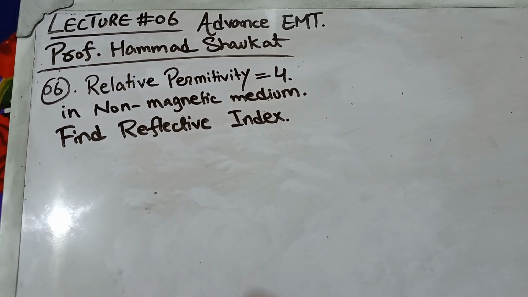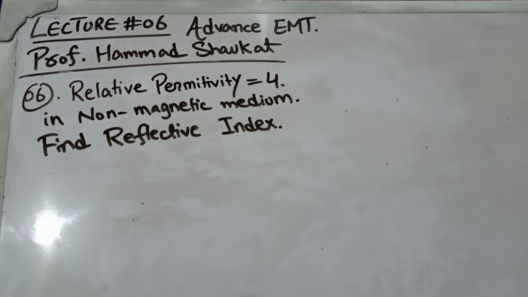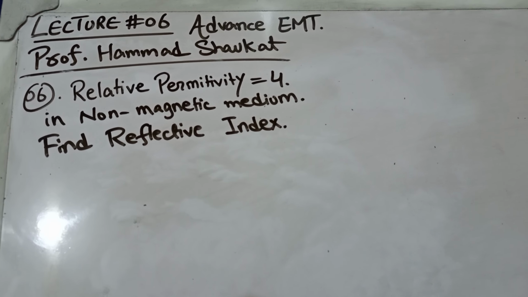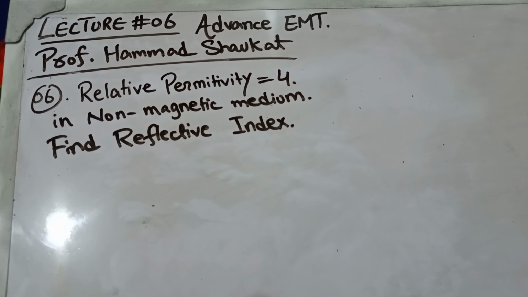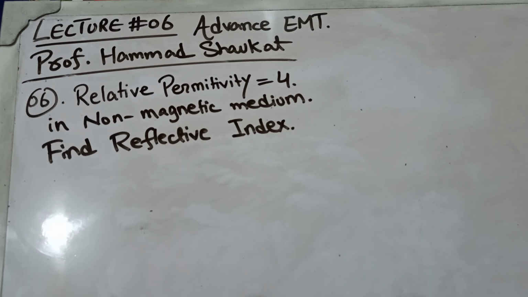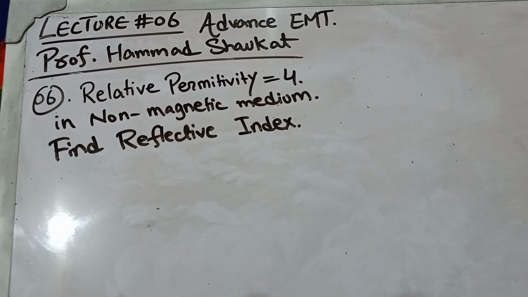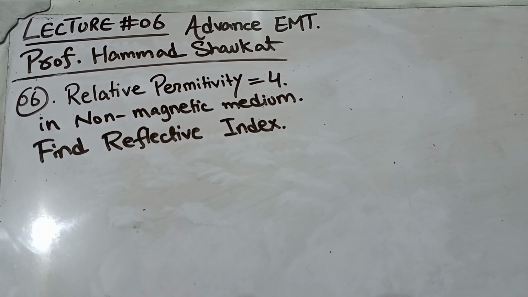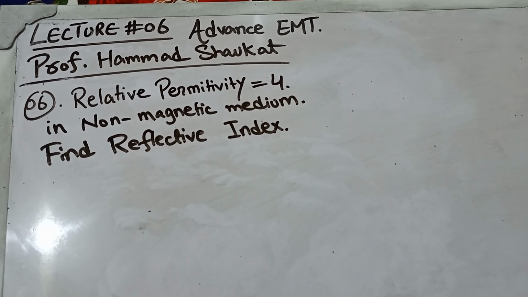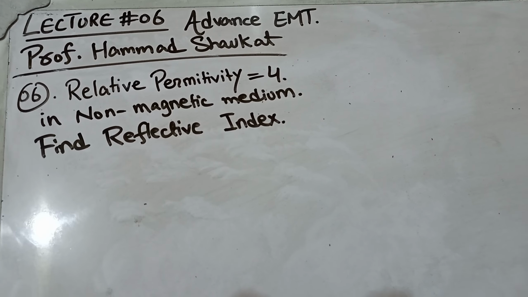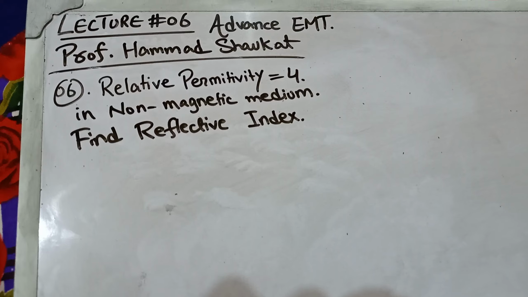Our sixth problem is that the relative permittivity is given in some medium. You know that relative permittivity is basically the electric response of a medium. The relative permittivity of the medium is equal to 4 in a non-magnetic medium. So this is a very crucial statement: this is in a non-magnetic medium, and you must figure this out. What you have to do is find the refractive index. How can you find it? You know a relation.